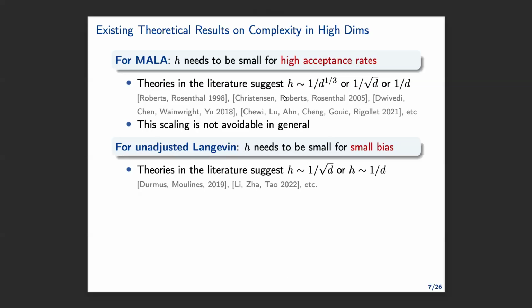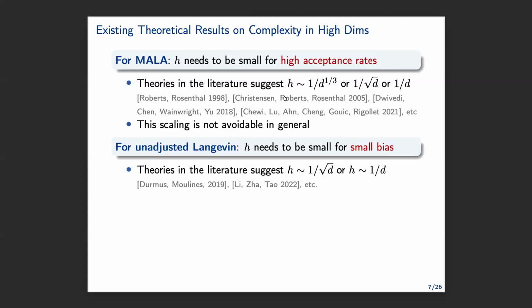MALA, you always need to compare density ratios to get the acceptance rates. We know that when dimension is high, density is a difficult object to deal with, because in the infinite-dimensional case, in the extreme, there is no Lebesgue measure. So if you compare two densities in high dimensions, you will get some extremely small or large numbers, so you need a very small step size to make the ratio non-negligible. Similarly, for unadjusted Langevin, h needs to be small for small bias, and the theory in the literature suggests similar scaling. h scales like 1 over square root d or 1 over d, depending on the assumptions on the distributions.